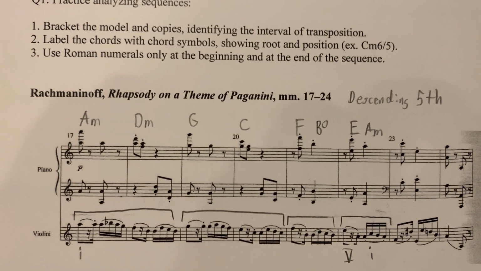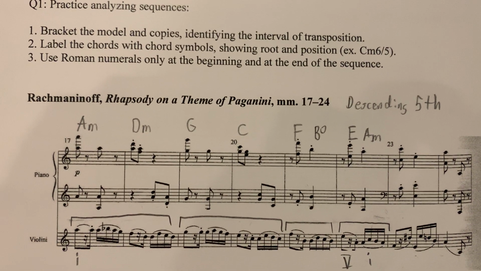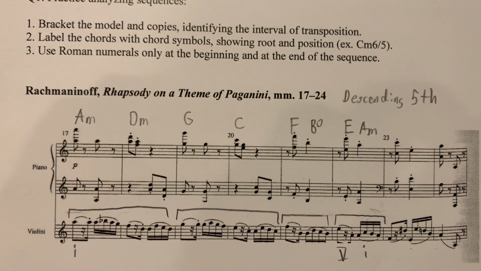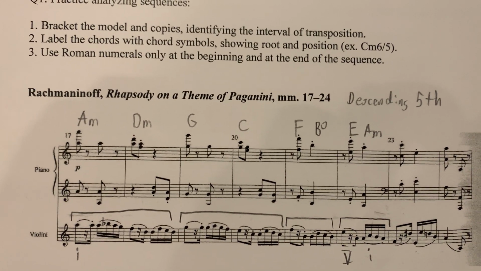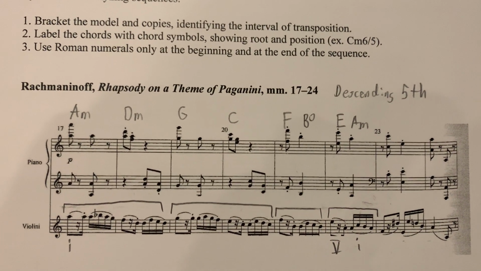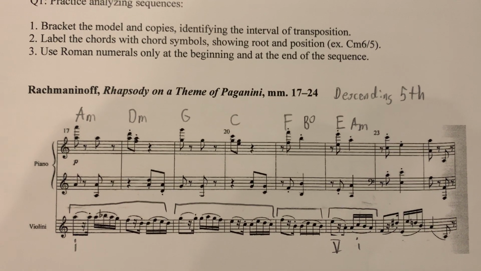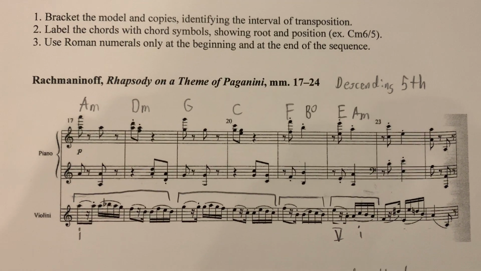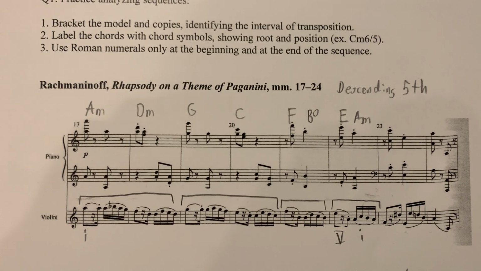Number 2, label the chords with chord symbols showing root and position. So not Roman numerals, but root and position, because that's what's going to help you figure out what the sequence is. And then use Roman numerals sparingly. I will just do it at the beginning and ending of the sequence. See how you get into it and how you get out of it in terms of the key.